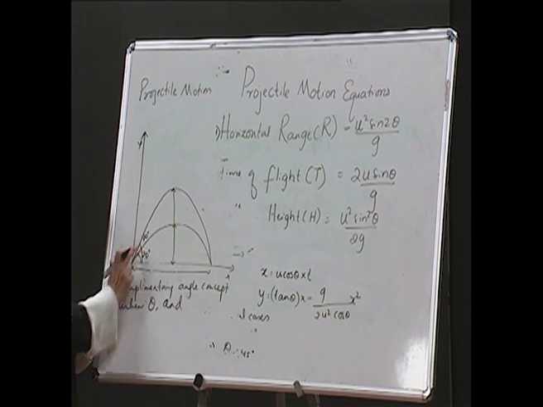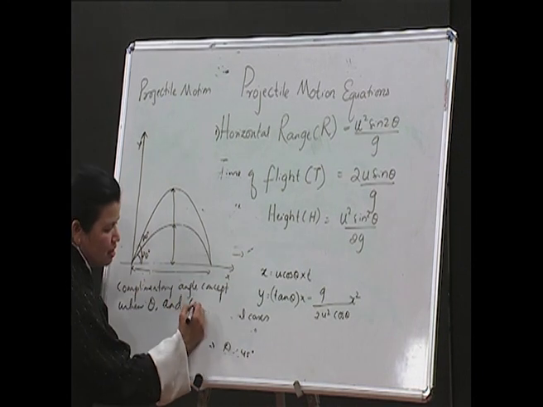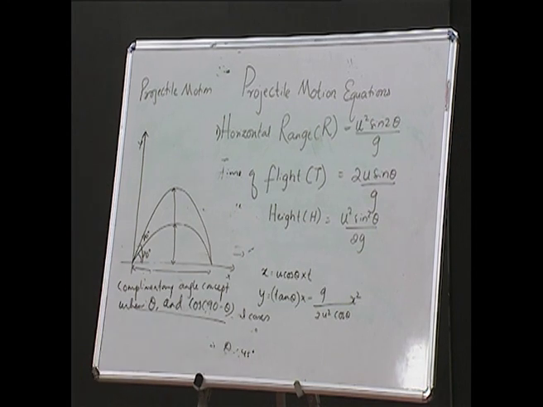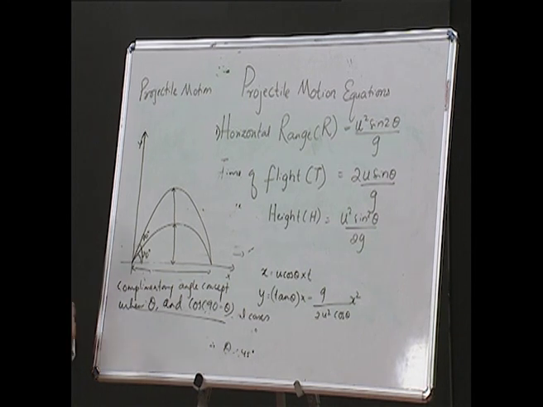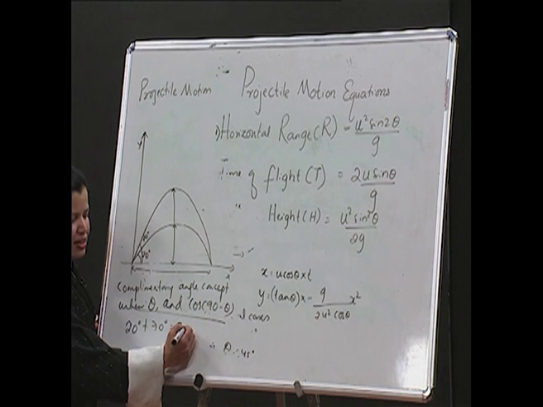So, when can we achieve this condition? When the angles are theta and 90 minus theta, this comes under what is known as complementary angles. I hope you understand what is meant by complementary angles. Complementary angles are those angles which, when you add them up, make 90 degrees. For example, 20 degrees plus 70 degrees makes up 90 degrees.